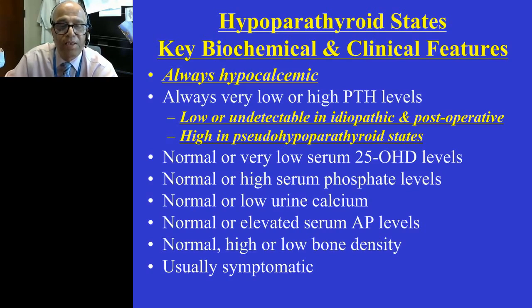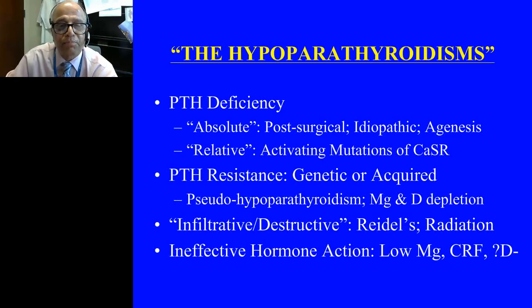Again, the PTH assays are very helpful in diagnosing patients with idiopathic hypoparathyroidism, particularly now that the PTH is available for treatment. A sensitive assay that is undetectable in such situations would be very helpful. Other corroborative laboratory data are listed on this slide, which are self-explanatory. The hypoparathyroid state is usually due to deficiency, either absolute or relative. The resistance is due to genetic or acquired causes. And there are few circumstances where there is ineffective hormone action due either to magnesium deficiency, chronic renal failure, or vitamin D deficiency.